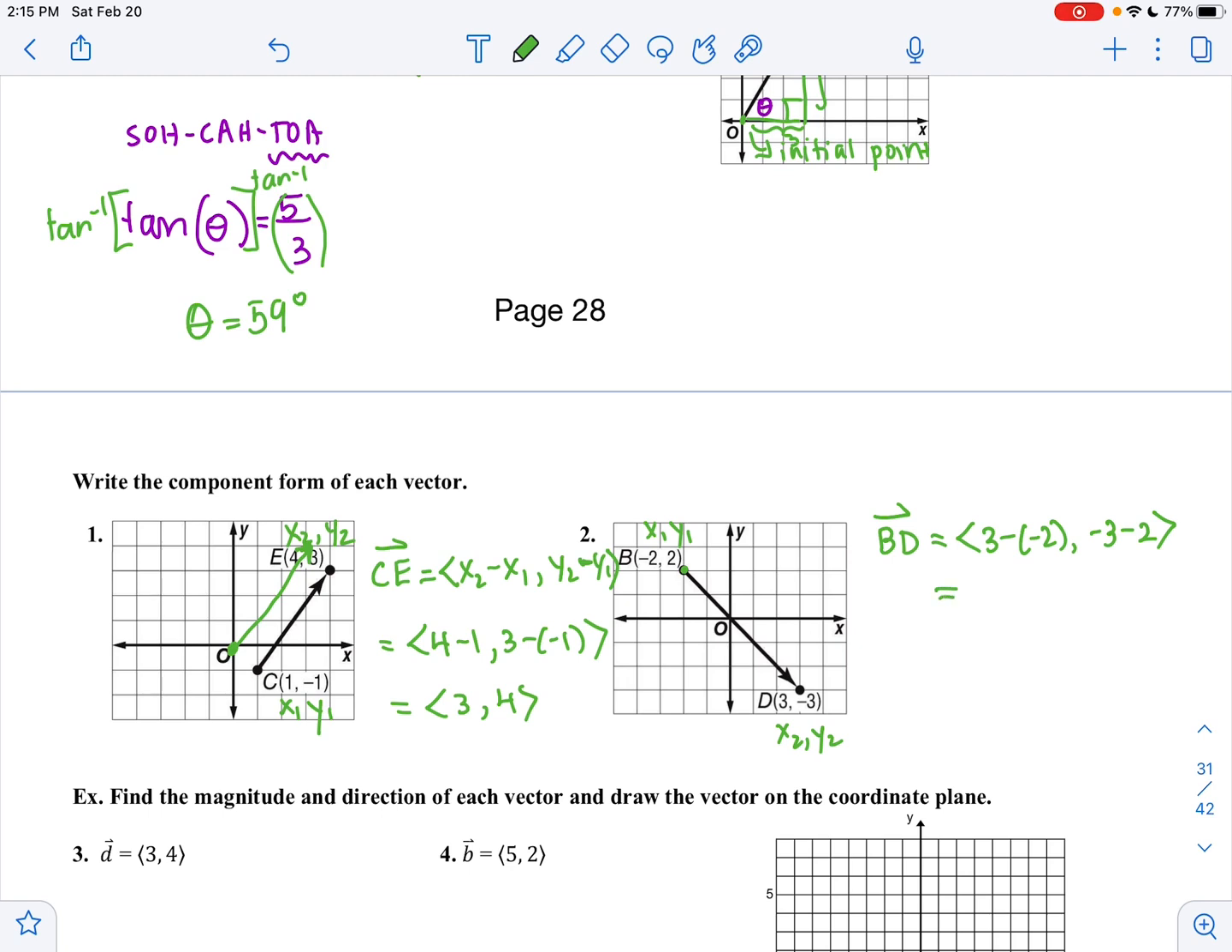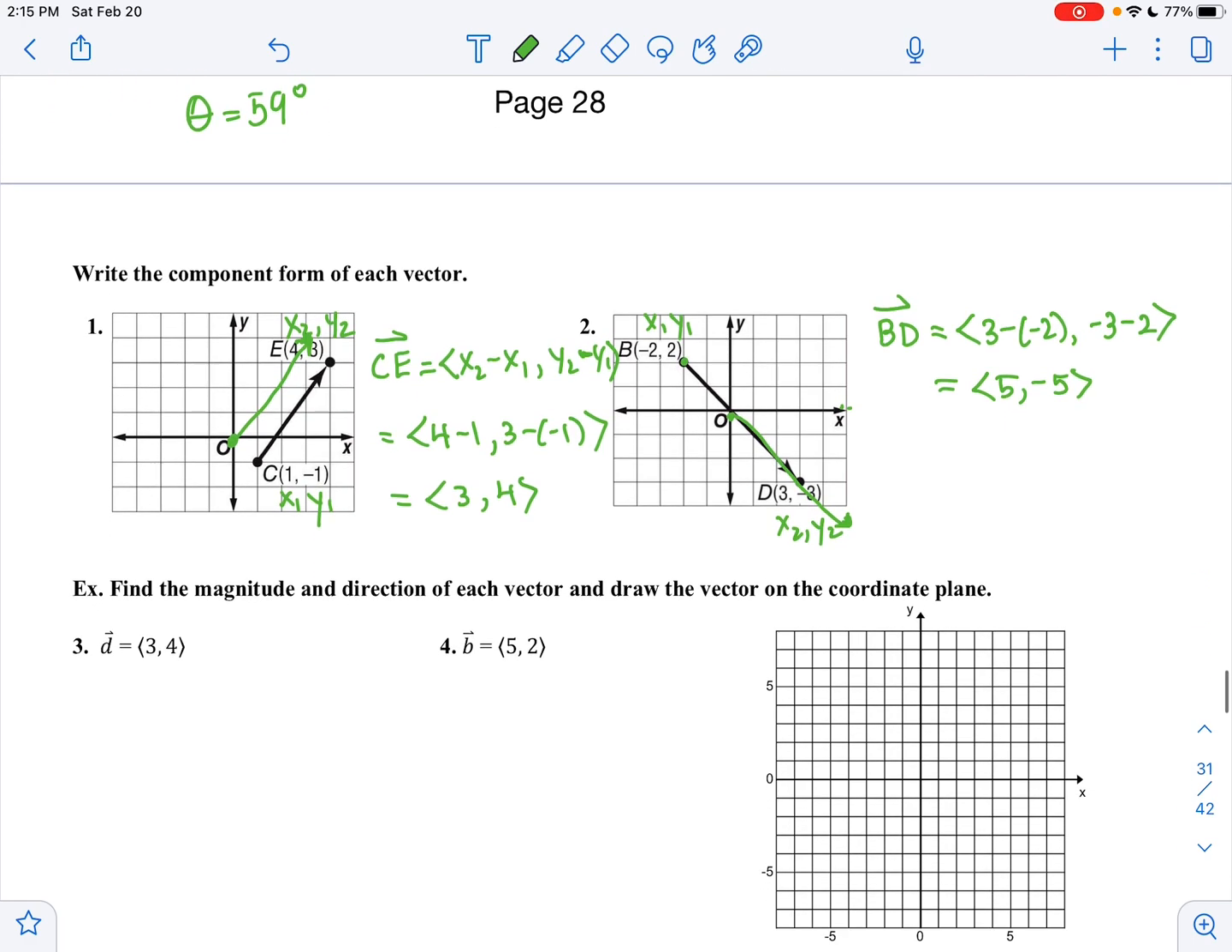Component form here would be x2 minus x1, so 3 minus a negative 2, and negative 3 minus 2. So simplifying that, we get 5 comma negative 5. And once again, if I were to plot 5, negative 5 and connect it to the initial point, I would get a vector that is the same length as the original and pointing in the same direction.